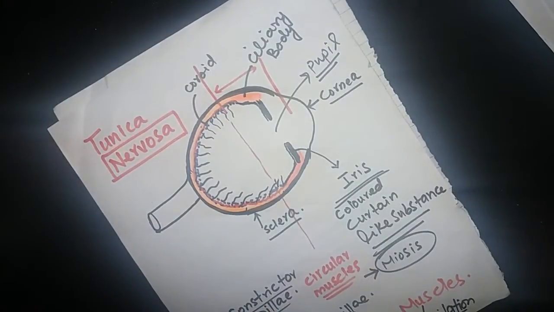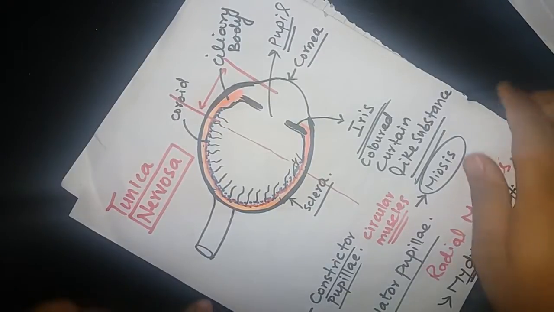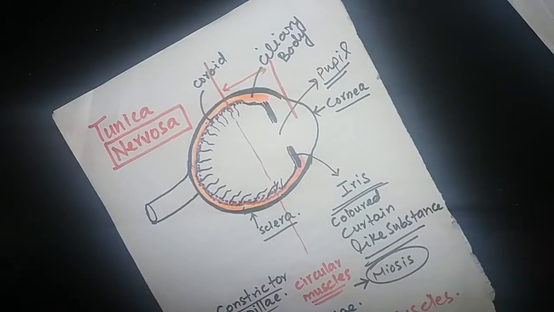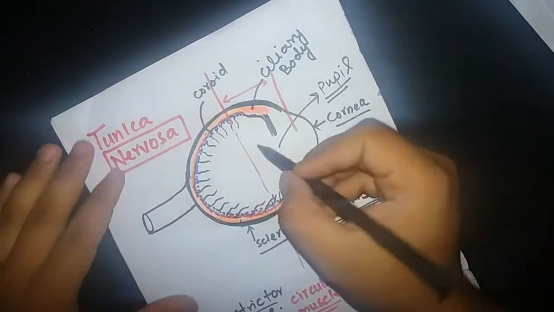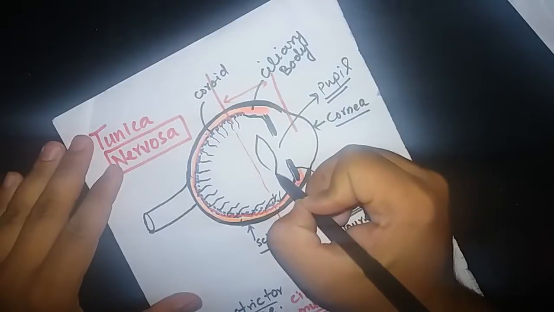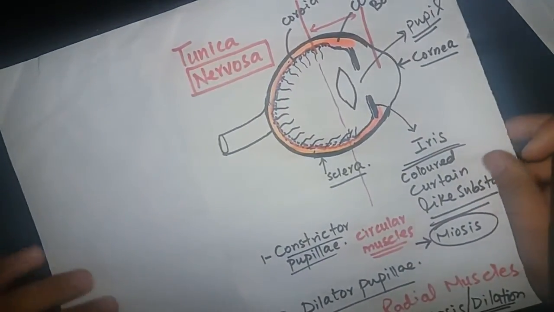Now here is also an important structure I'm going to tell you. This is the lens, also an important structure, but not as important as the retina, because the major function of the eye is through the retina. So here is the lens, the most elastic part of the eye.